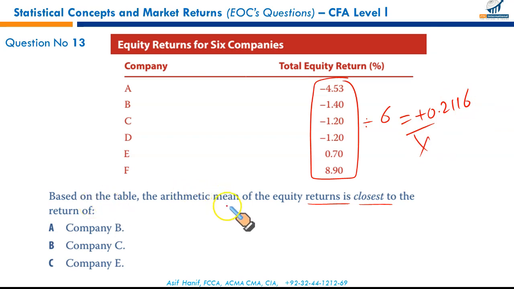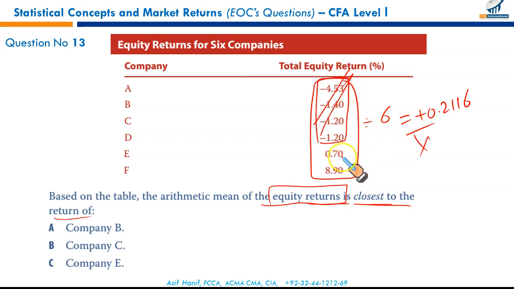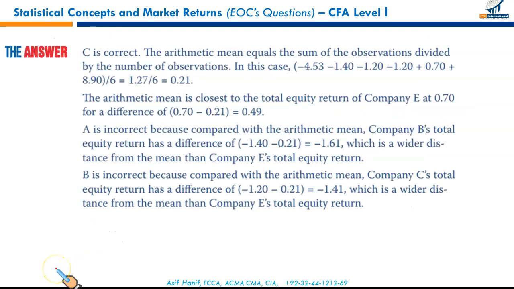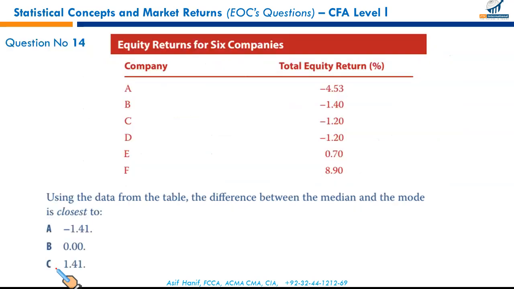Based on the table, the arithmetic mean of the equity returns is closest to what? Since it's positive, these are ruled out. So your mean is closest to 0.70. Company E. Mean is closest to company E. That makes C the correct option. Gentlemen, straightforward questions from your EOC. I didn't make these questions. This is what you have right in front of you. Same set of data, but this time we need something different.